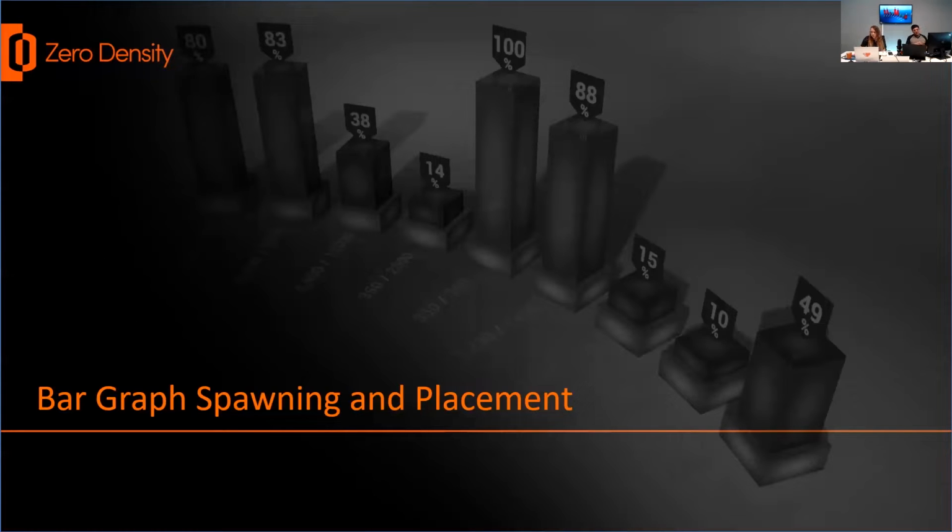So now today we're going to spawn multiple graphs in the level onto the spline, and we just create another blueprint which controls all the activities, all the user inputs, and the previous blueprint just acts as a receiver. We remove all the public variables from there and move them to our current new blueprint. So bar graph spawning and placement is the topic.